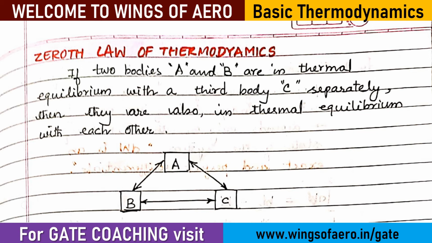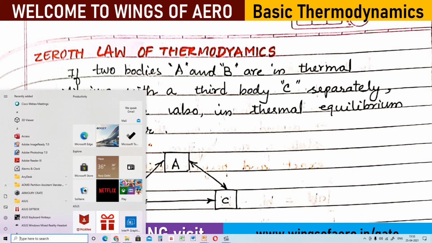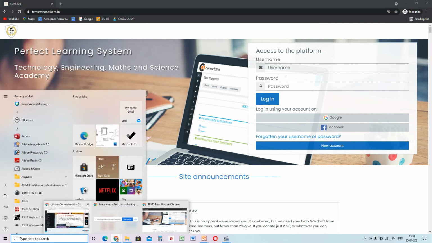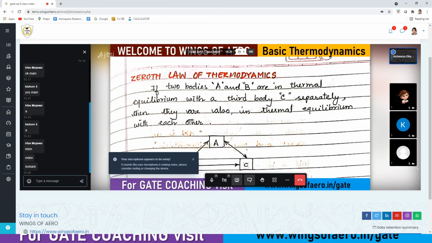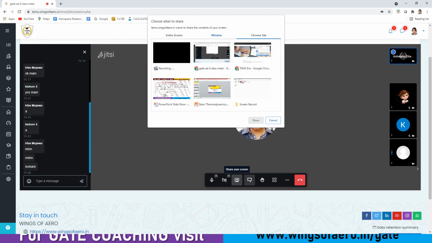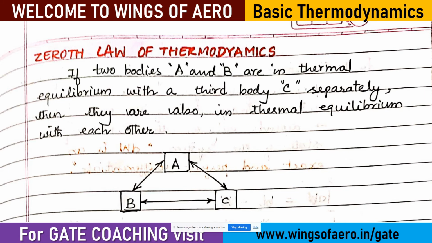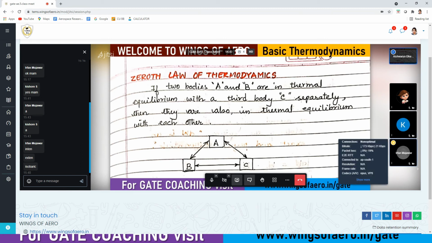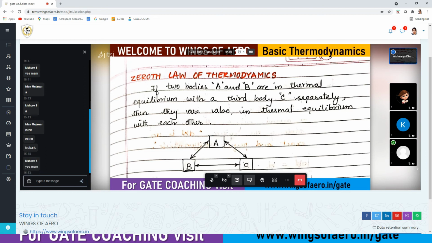Ma'am, your screen is not visible? Okay, just a second. I think I can see my screen. Okay, I will stop sharing and reshare it again. Okay, anyways, I will share it once again. Is it visible? Please let me know in the chat box if it's visible or not. Okay, fine.